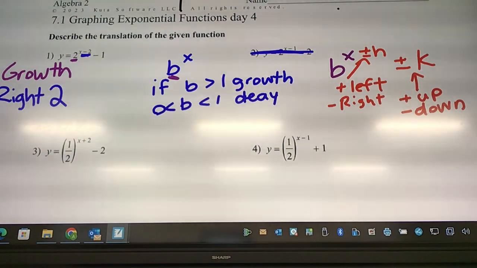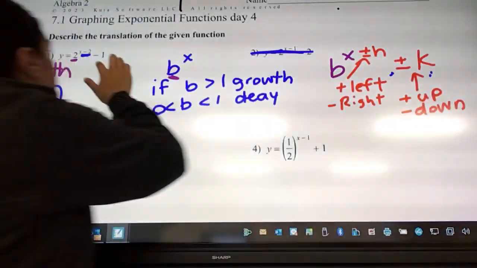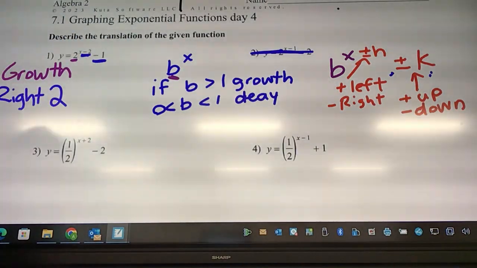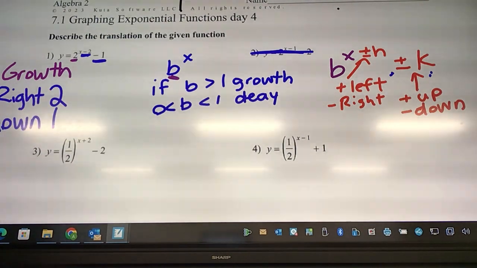Then we're looking at the very last number on the function, which is this k part. What does this do? Is it a plus or a minus? Minus means down. Down 1, and it has a 1 there, so it's going to go down 1. That's it.